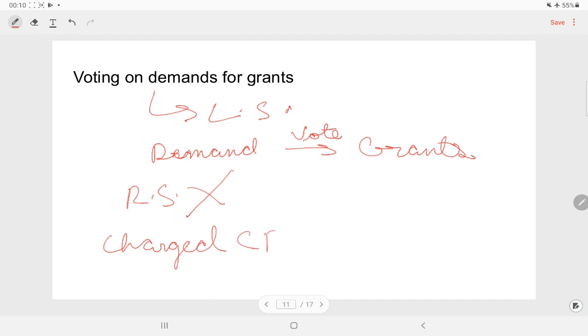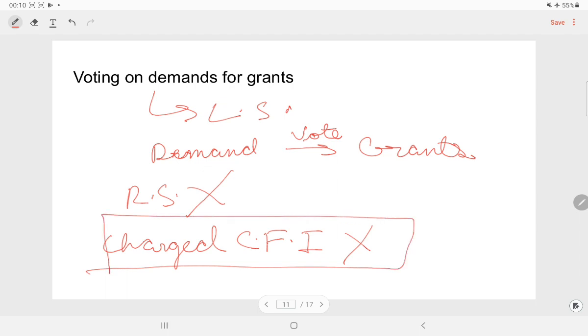So charge CFI voting is not done. CFI means Consolidated Fund of India. So charge expenditure on the Consolidated Fund of India is not put under voting. And I have already discussed what this is.